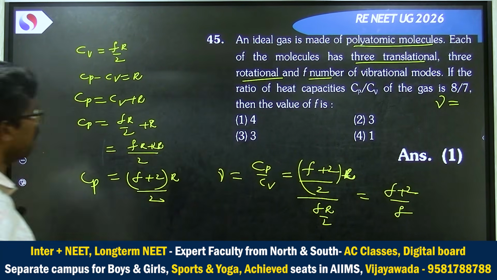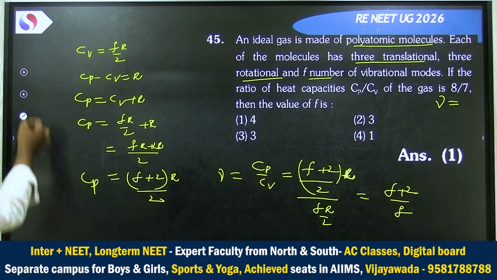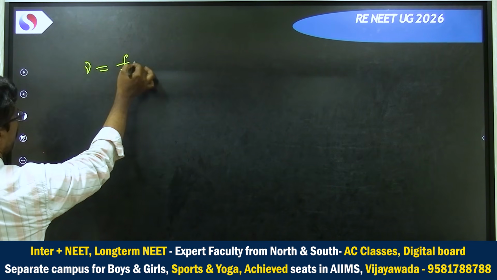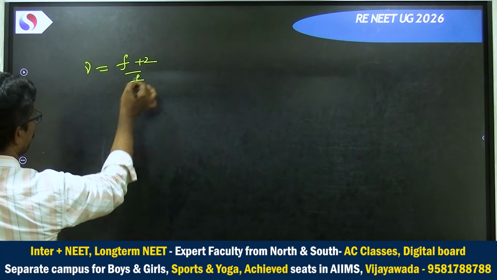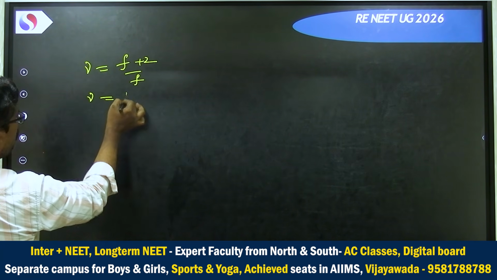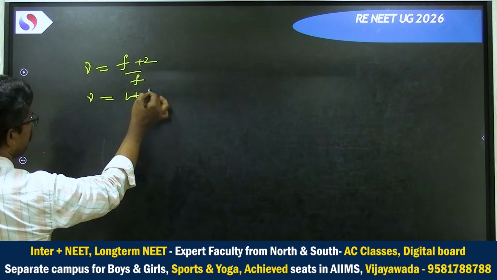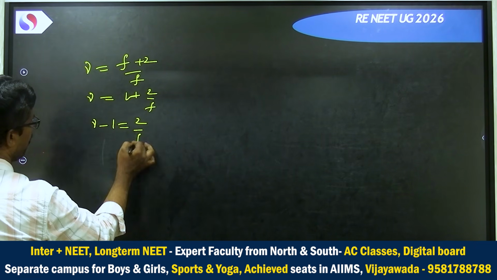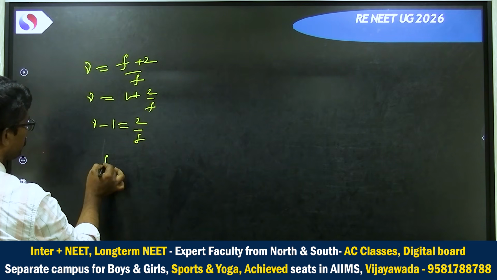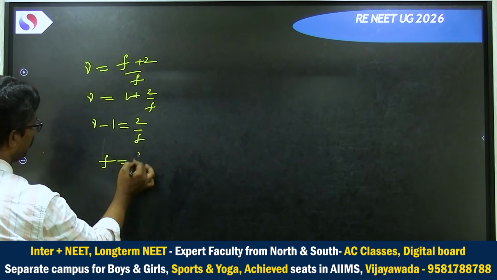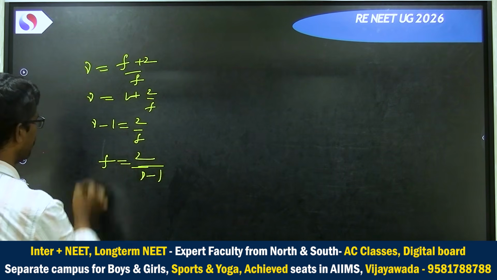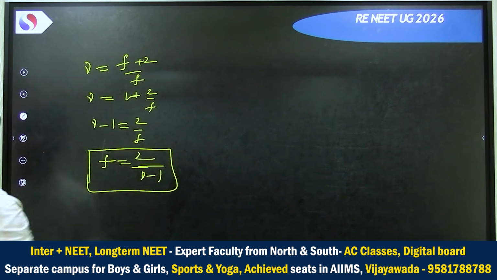Here gamma is equal to f plus 2 by f, so gamma is equal to 1 plus 2 by f. Here gamma minus 1 is equal to 2 by f. So f is equal to 2 by gamma minus 1. This is the degree of freedom.